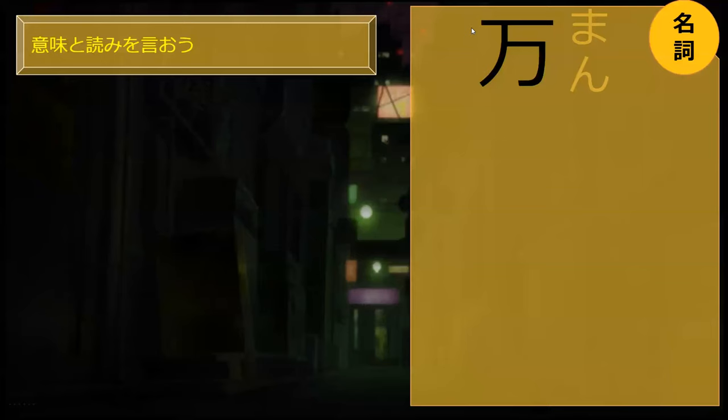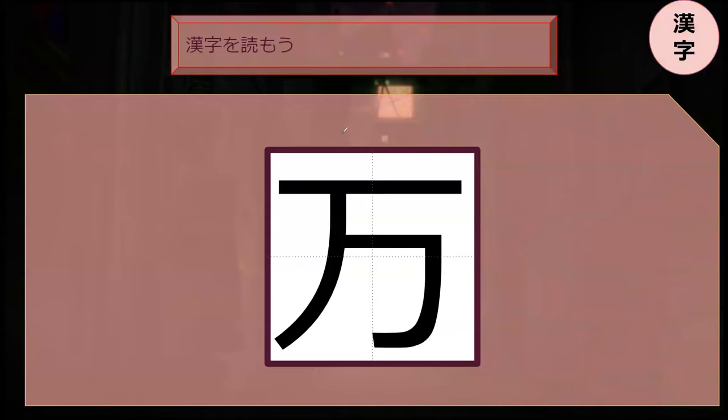Do you happen to know what man means? Man is 10,000. Right, 10,000. Perfect. So this is the kanji for man, 10,000. How about tazuneru? That's a hard verb for you. Tazuneru. Ore wa oikakete tazuneru. Doko e iku nda yo? Where are you going?